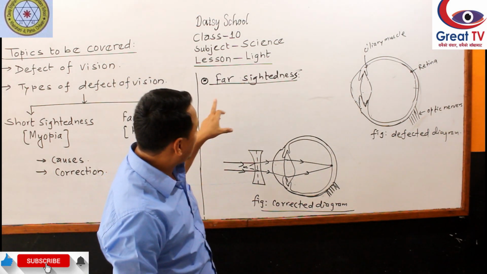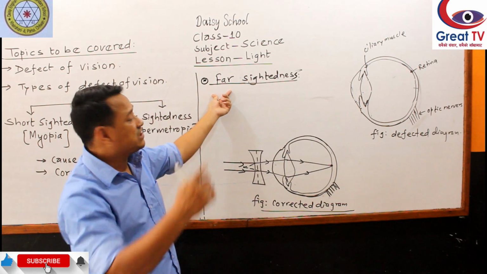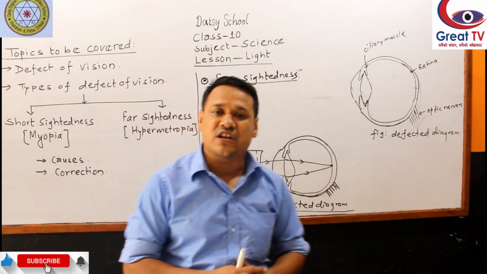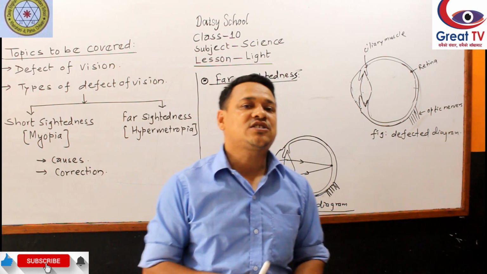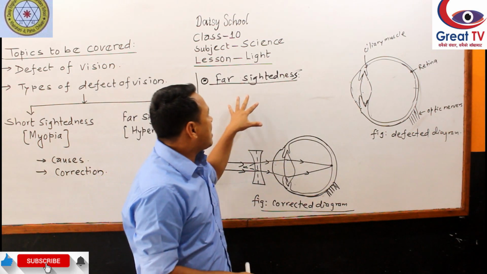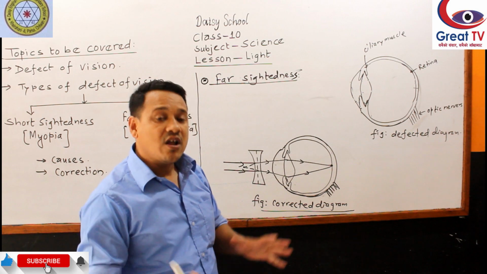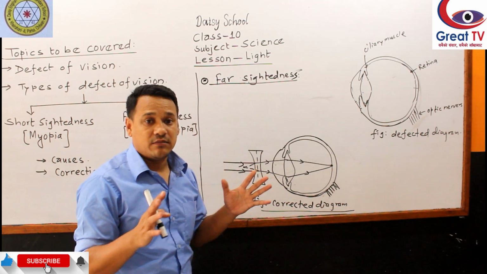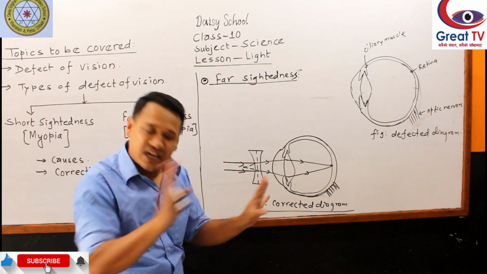Far-sightedness or hypermetropia. Far means long distance, sighted means able to see. So far objects can be seen clearly but near objects cannot be seen clearly. This type of defect of vision is called far-sightedness defect of vision or hypermetropia. In such a case, far objects can be seen but near objects cannot.